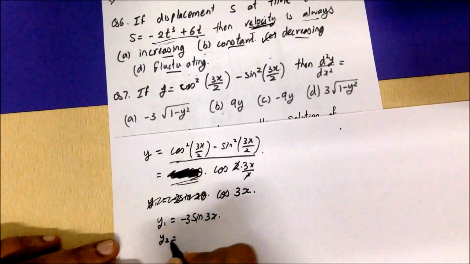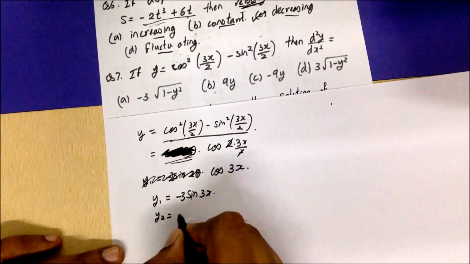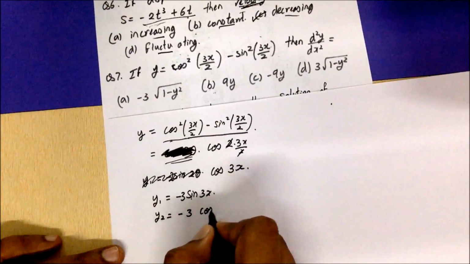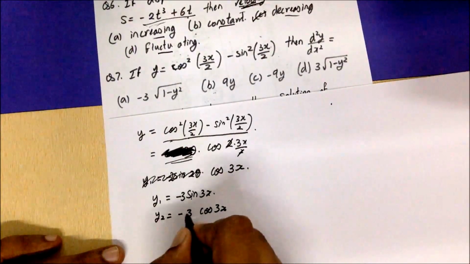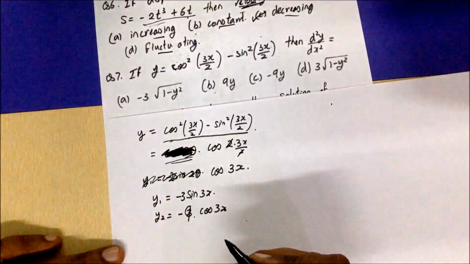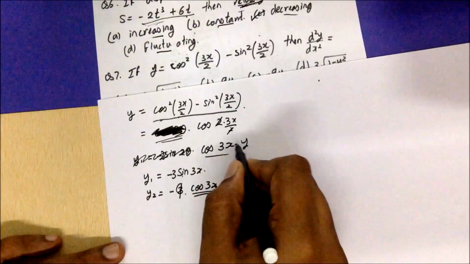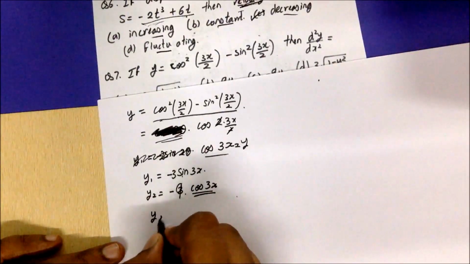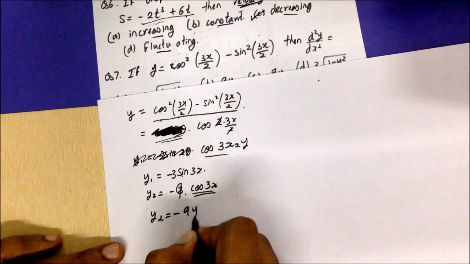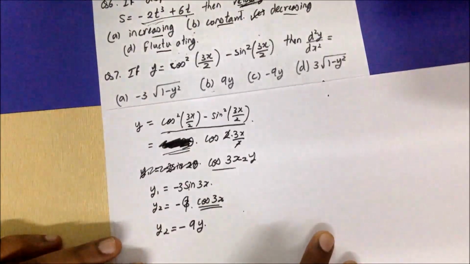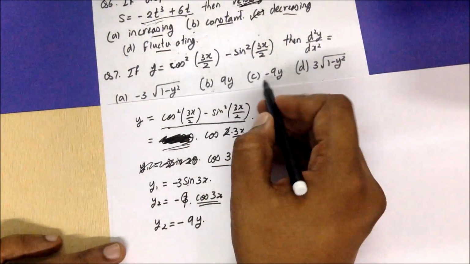Then the second derivative is going to be the derivative of sine. So that's going to be cos 3x, and the 3 again comes outside, so that's going to be a 9. You know that your cos 3x is nothing but your y. So that is why your y2 is going to be minus 9y. If you just look for the option, that's going to be your option.